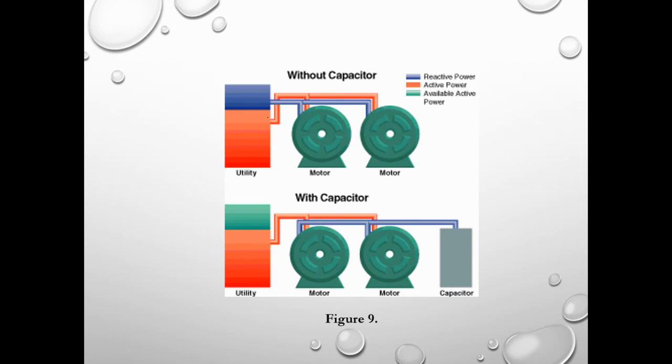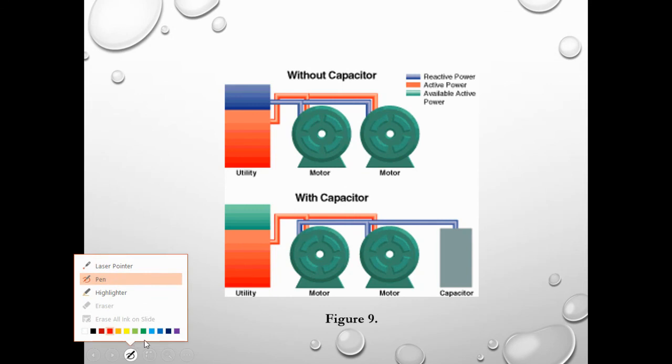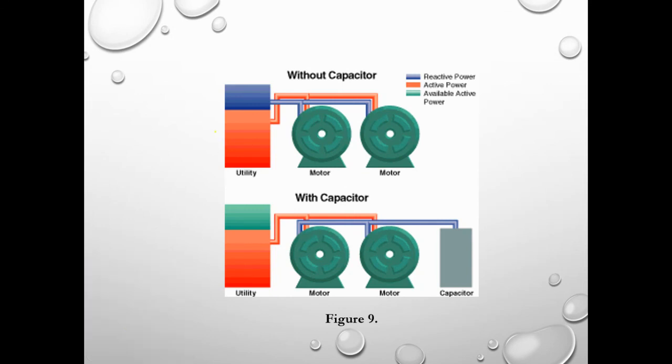Let me change the color. So this is the utility, for example. And then the blue one is the reactive power, the Q, supplying the load, the motors. This is without a capacitor. So the reactive power is there, drawn and consumed by motor 1 and motor 2, as well as, of course, the active power.